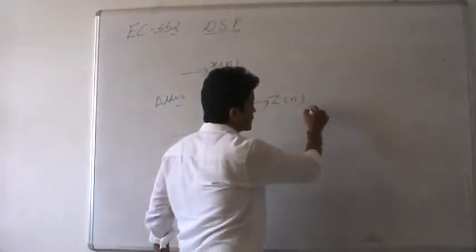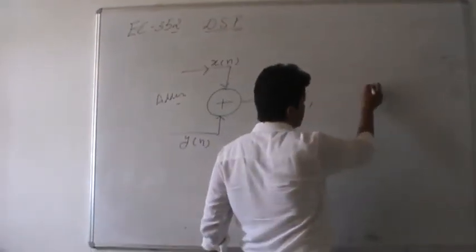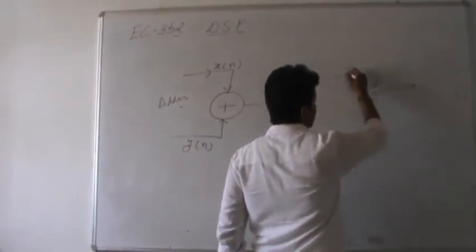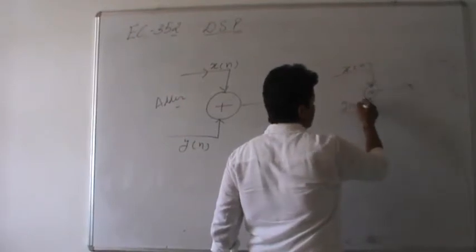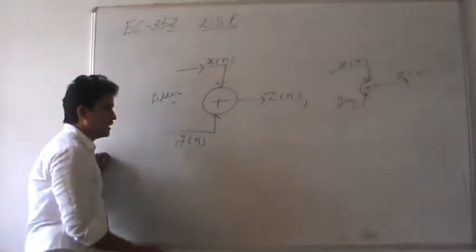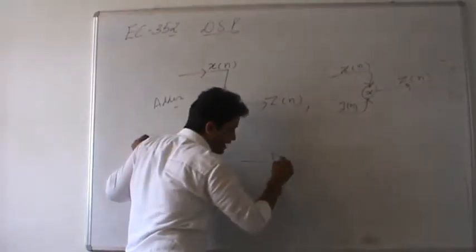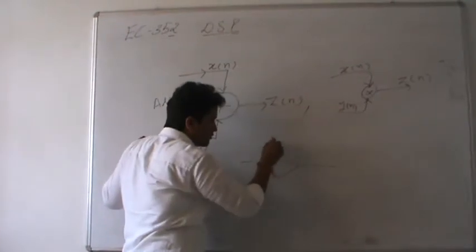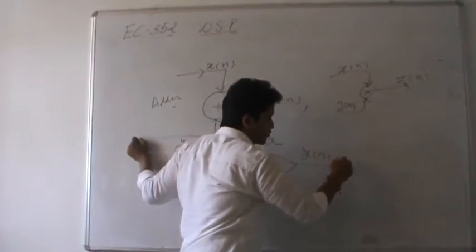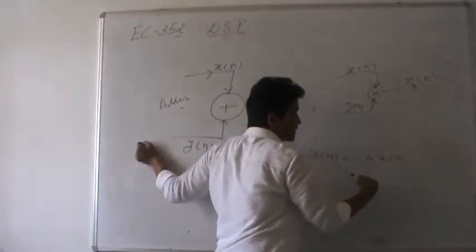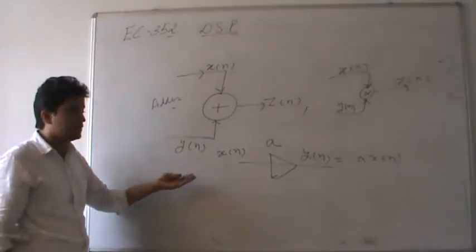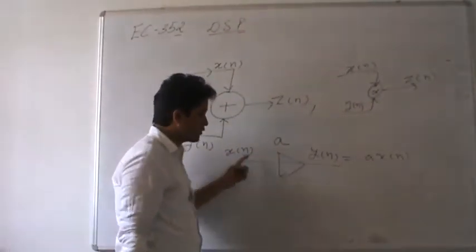Similarly, very simple thing, we may have a multiplication block. One signal from this side, one signal from that side. Multiplication, x of n, y of n, multiplied, gives z of n. We have a scaling parameter. To represent scaling, we can use factor A, input x n, output y n. So y n is equal to A x n. A can be half, A can be 2, you can halve some signal, you can double it up. So this triangle is for scaling.